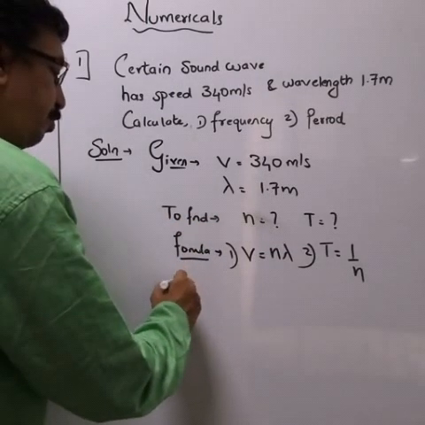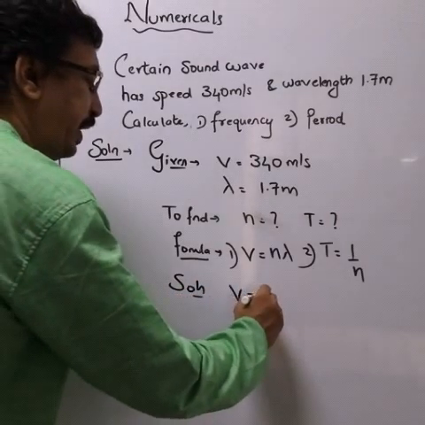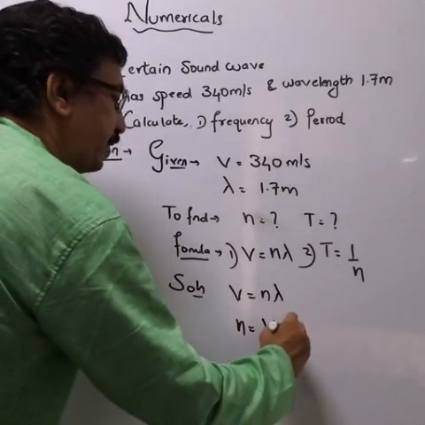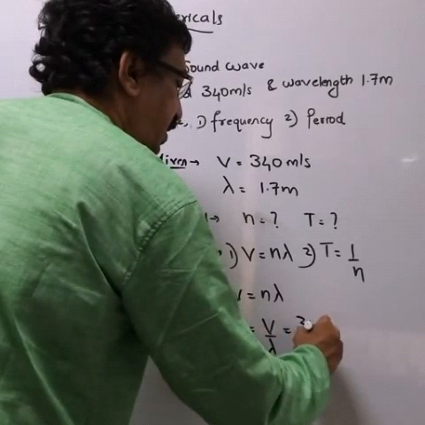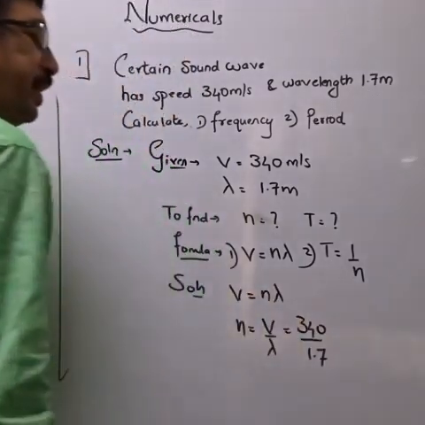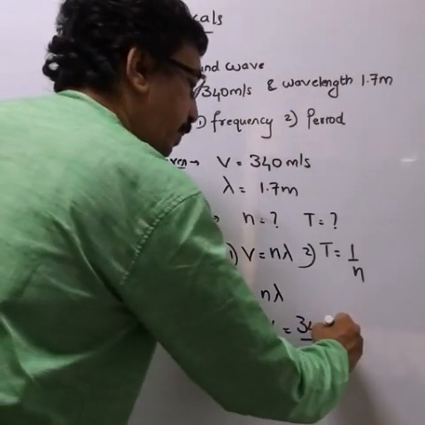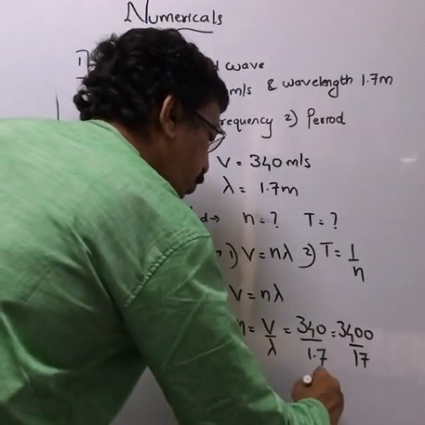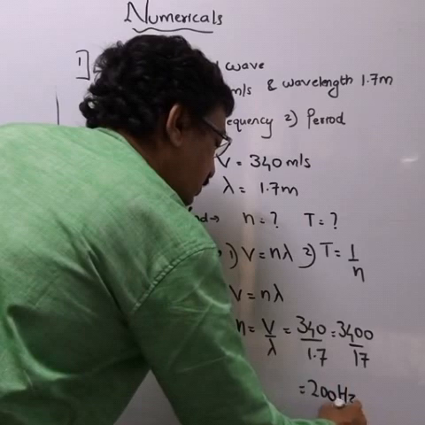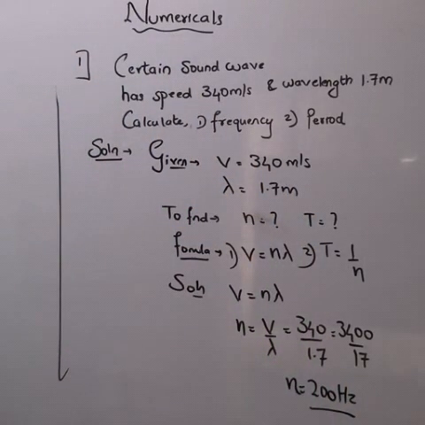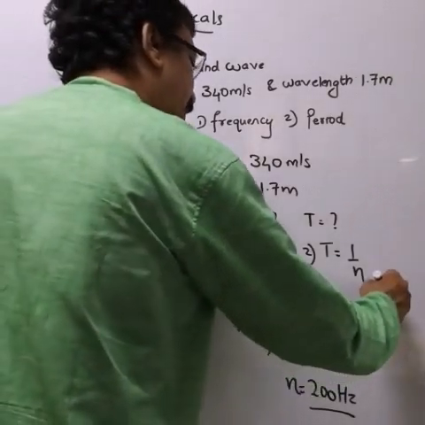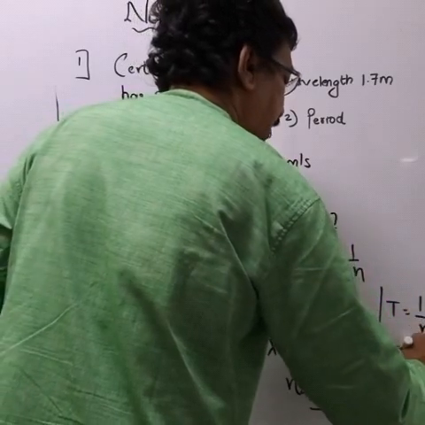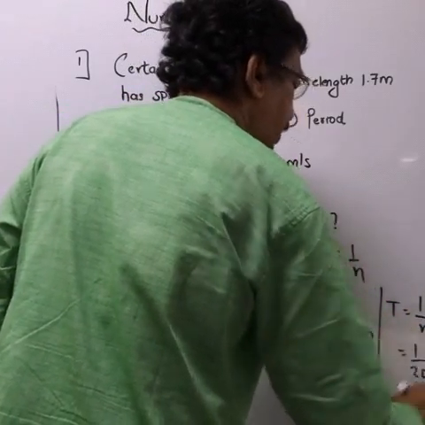The first formula I will use is V equal to n into lambda. So n will be V upon lambda, that is 340 upon 1.7. If you want to shift the decimal point, I'll multiply by 10. So 3400 upon 17, which comes out to be 200 hertz. This is the value of frequency. N is 200 hertz. Now we'll also calculate the time period. Time period will be 1 upon n, that is 1 upon 200, right?